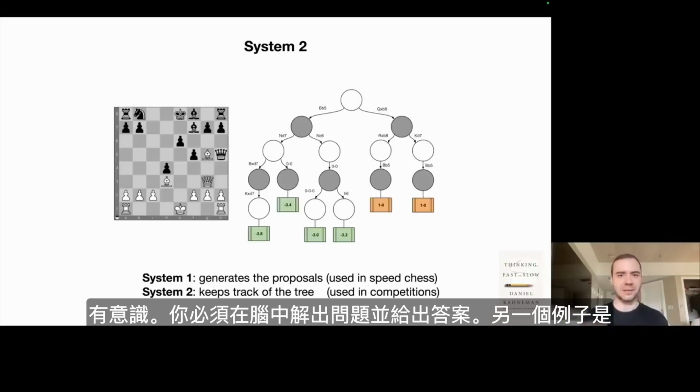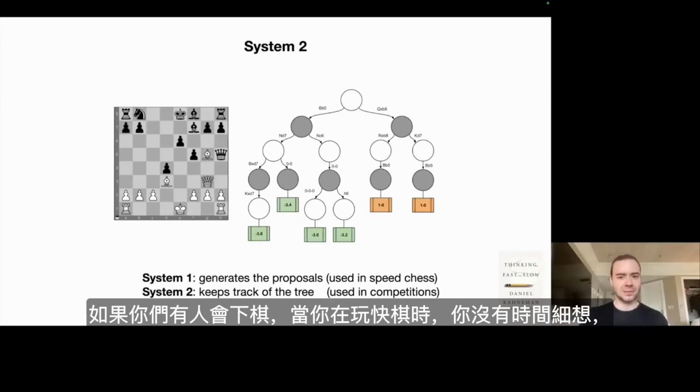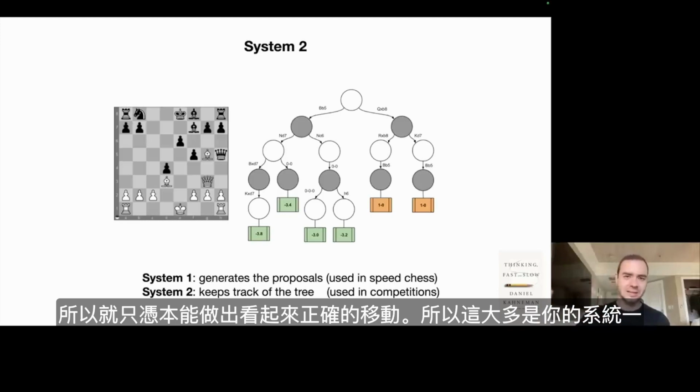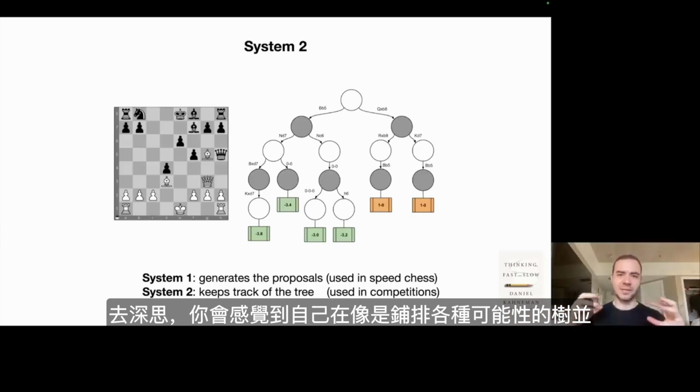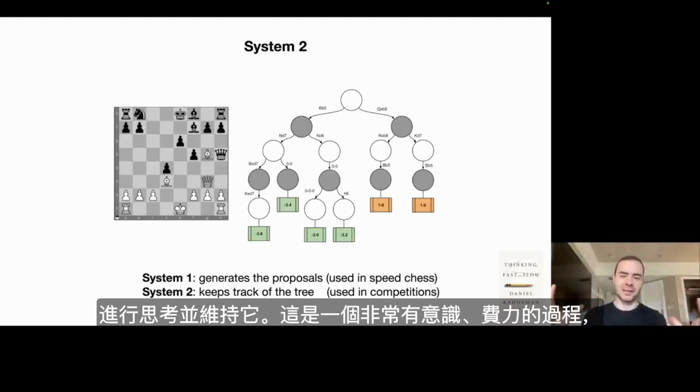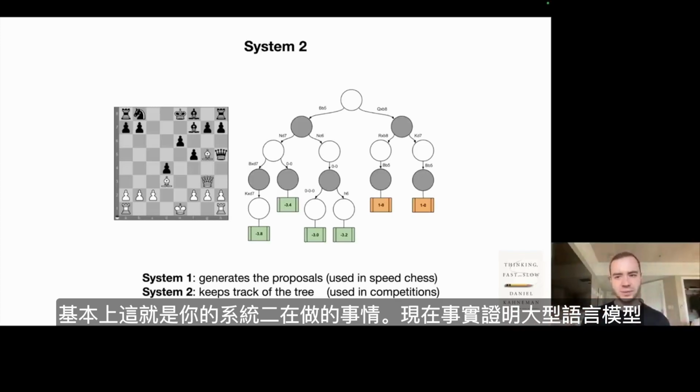Another example is if some of you potentially play chess, when you're doing speed chess, you don't have time to think. So you're just doing instinctive moves based on what looks right. So this is mostly your System 1 doing a lot of the heavy lifting. But if you're in a competition setting, you have a lot more time to think through it, and you feel yourself laying out the tree of possibilities and working through it and maintaining it. And this is a very conscious, effortful process. And basically, this is what your System 2 is doing.